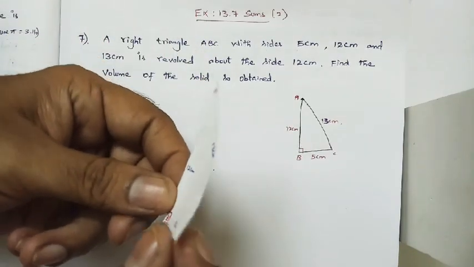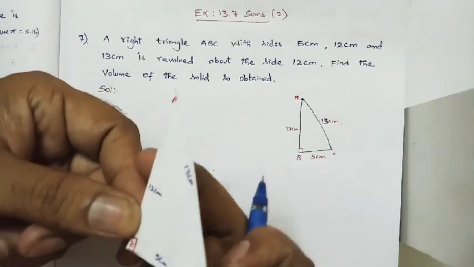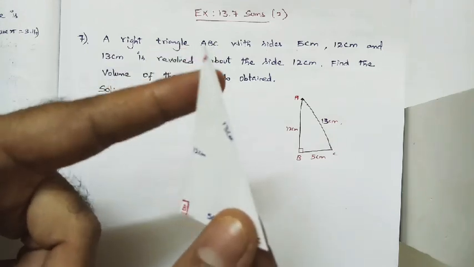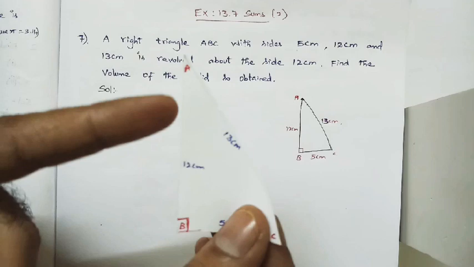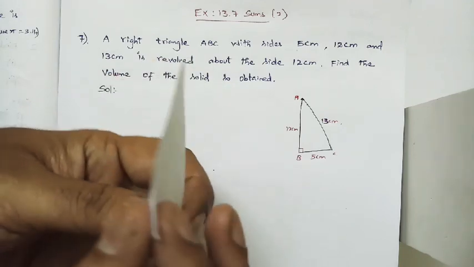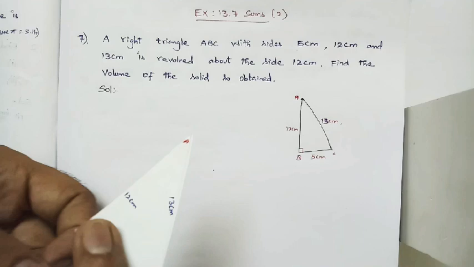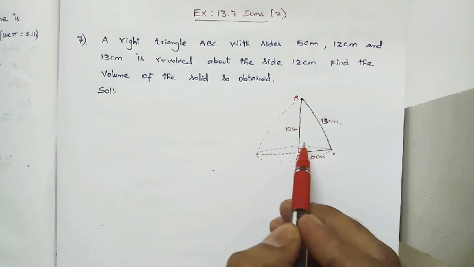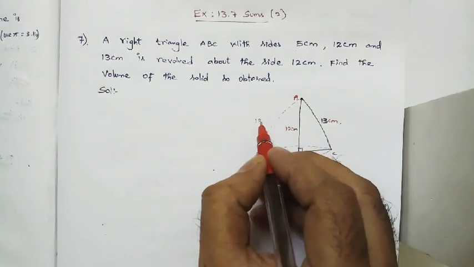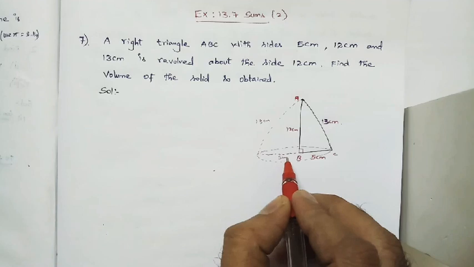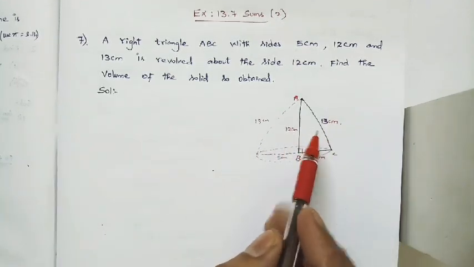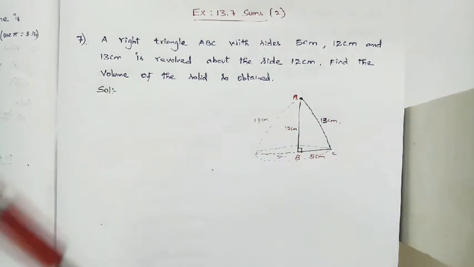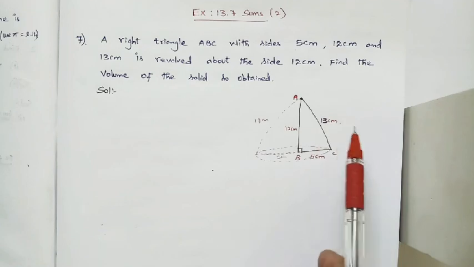I'm rotating this, revolving it about the side 12 centimeter. This is the 12 centimeter side. I'm revolving it through a full turn. Then what will it become? While it revolves, the 13 centimeter side stays as it is, and the other side becomes the 5 centimeter radius. While we are revolving the right angle triangle, we will get a cone.